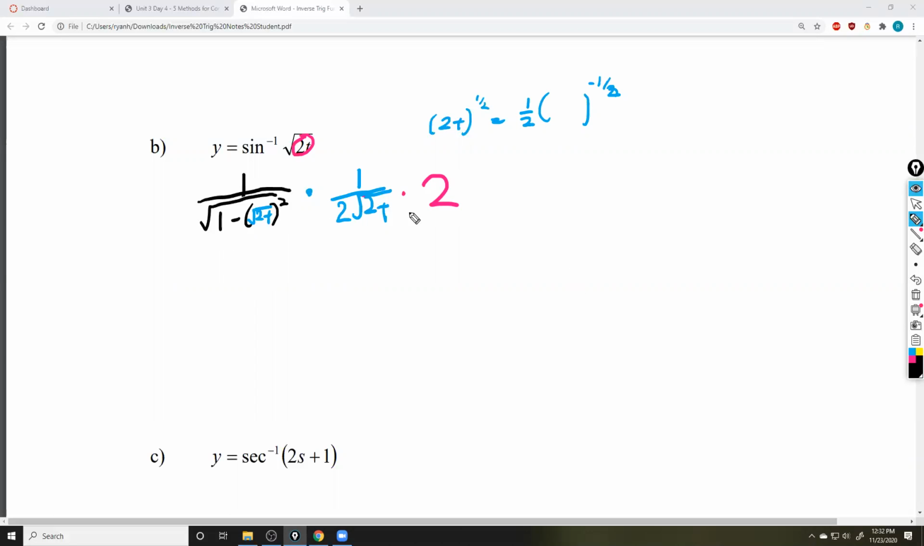So let's do a bit of simplifying. 2's cancel here on top and bottom. So I just have 1 on top. And then over here, I have the square root of 2t. And then I also have the square root of 1 minus, well, square root of 2t squared is just going to be 2t.